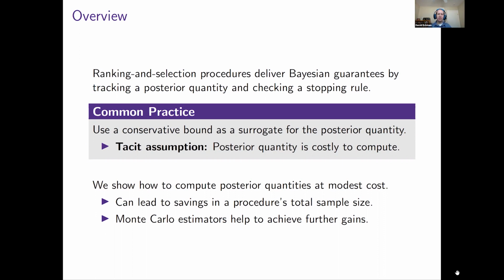From what we can tell, the tacit assumption underlying this approach is that the posterior quantity is perceived as costly to compute. But in this paper, we'll show ways that posterior quantities like these can be computed at modest cost using numerical integration. As a result, by using the exact quantity, we'll show that in some instances this leads to substantial savings in the runtime of a procedure. And we can even get further gains in computational efficiency by making clever use of a Monte Carlo estimator.